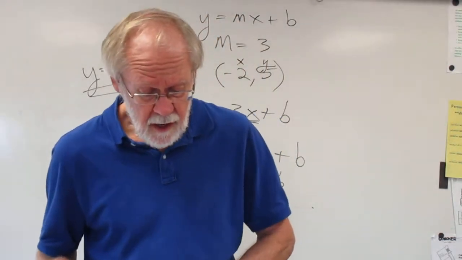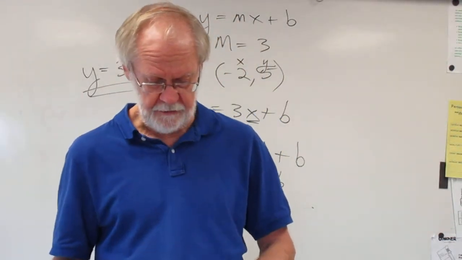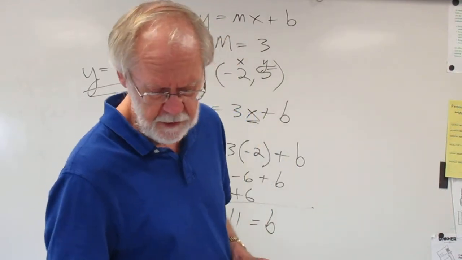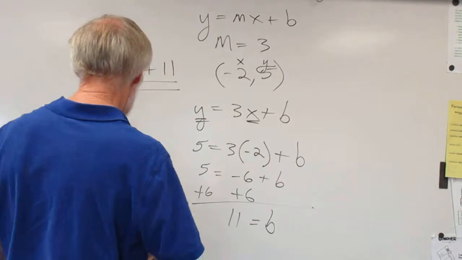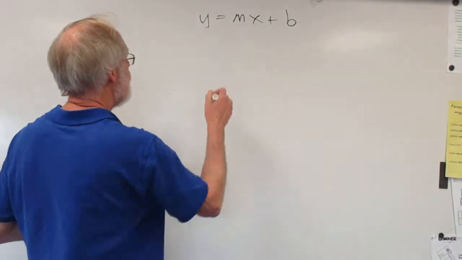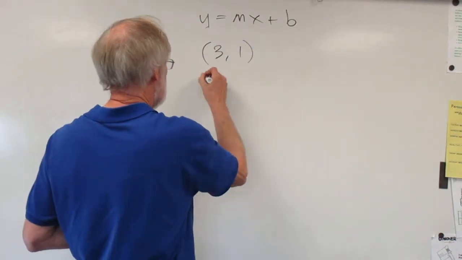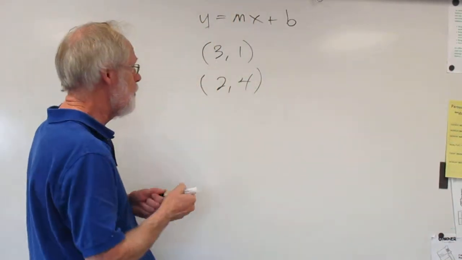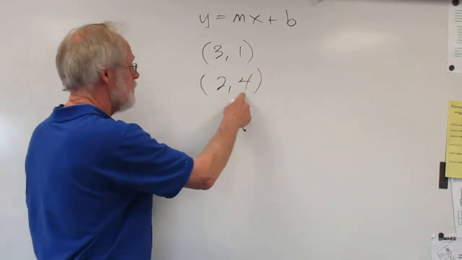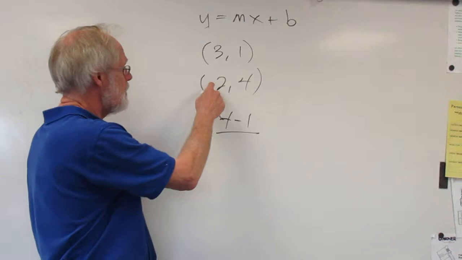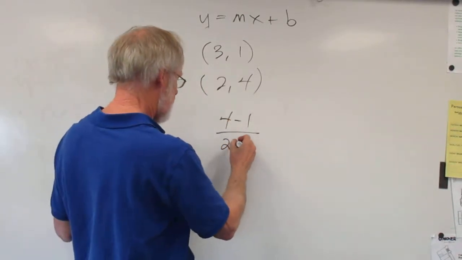All right. If you are not given the slope, but you are given 2 points instead, then you have to find the slope. Let's say you have (3, 1) and (2, 4). I'm going to leave the equation up here. We have 2 points on the line, (3, 1) and (2, 4). Now, the first thing you have to do is find the slope. To find the slope, you take the difference of the y values, 4 minus 1, over the difference of the x values, 2 minus 3.